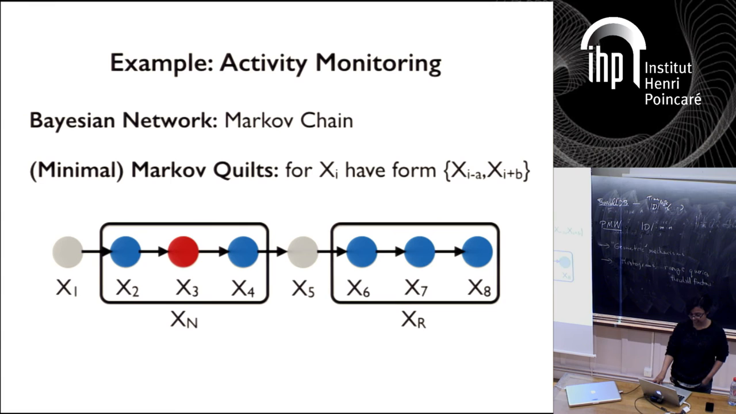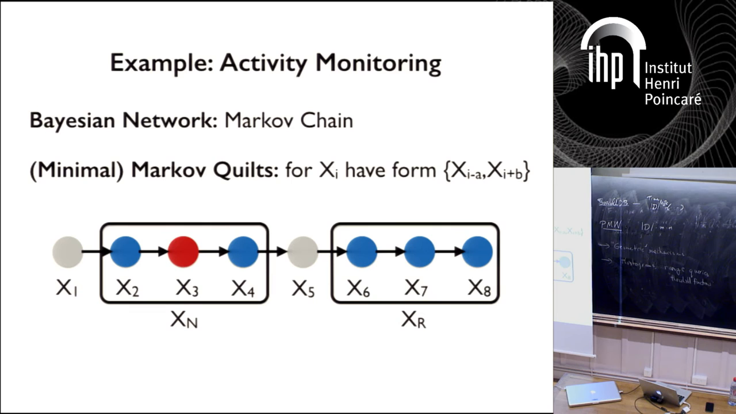Okay. So in the 5 minutes that I have, let me give you a quick example, going back to that activity monitoring example that we talked about earlier in this talk. In this case, it turns out that the minimal Markov quilts have a particularly nice form. You have a chain, this is your Xi, and the Markov quilts would be something before and something after, right? So these are the minimal Markov quilts, that's what they look like.